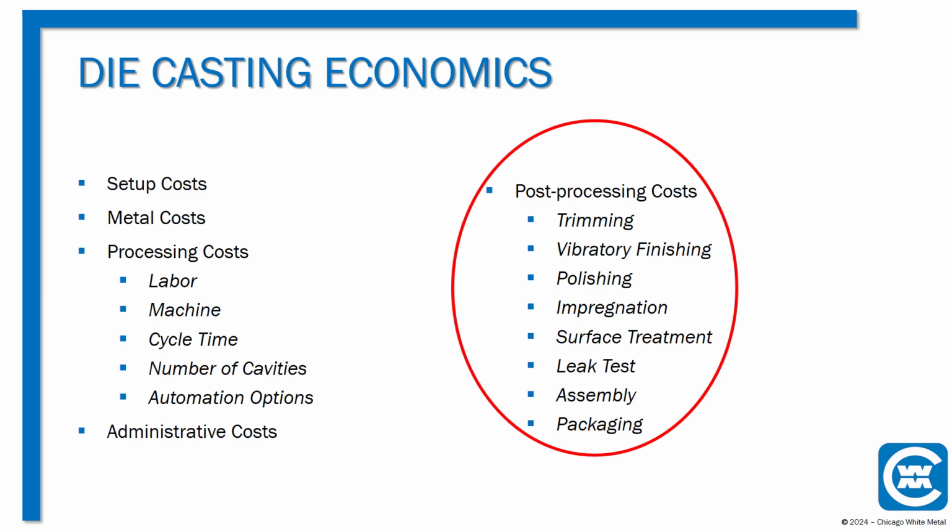There are dozens of different options. And then some other operations that we do internally for customers if needed. We'll leak test parts. We'll do some assembly for customers if there are multiple mechanical components that can be assembled onto a die casting. We can look at doing that for customers, or some special packaging and kitting, that type of thing. Those are also options to look at for after the part is cast, and they can aid in the economics of the overall project.